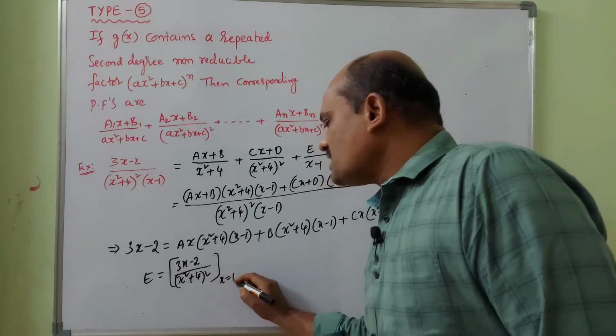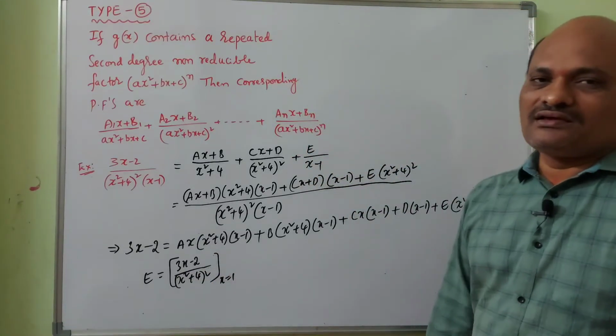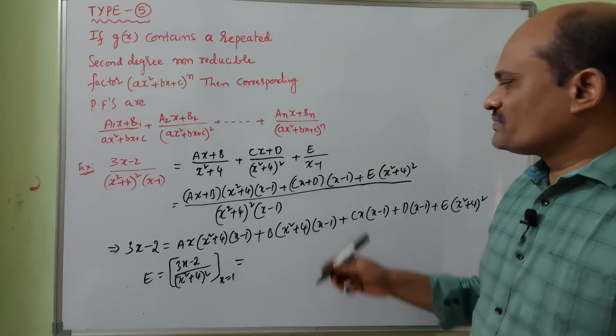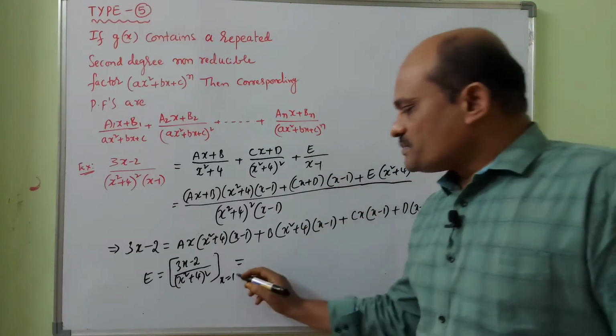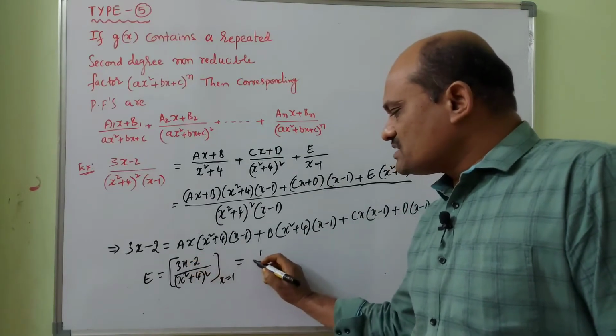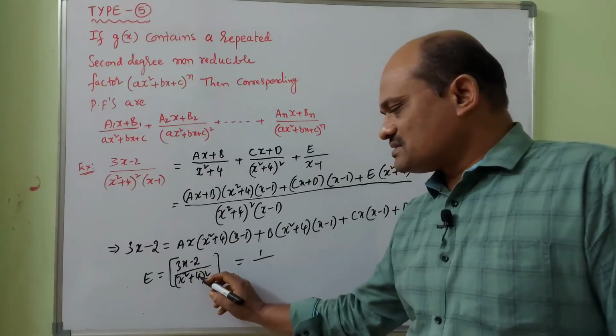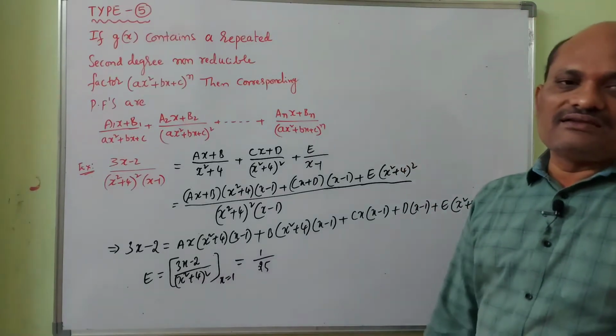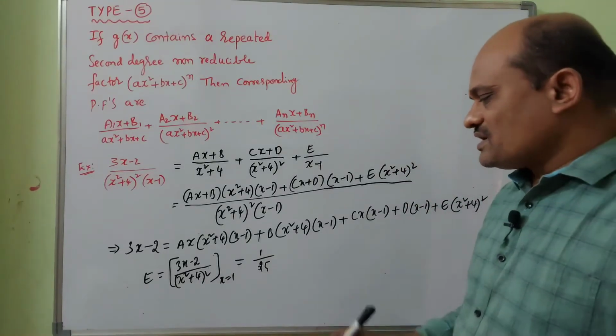Now here substitute x equal to 1, you will get the value of e. For the first degree, this is the best way. Directly you will get e. Substitute x equal to 1. 3 minus 2 is 1. Here we will get 1 plus 4, 5 square is 25. So directly we got the value of e as 1 by 25.